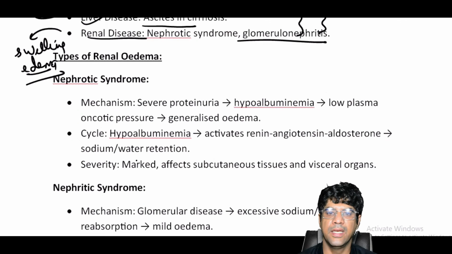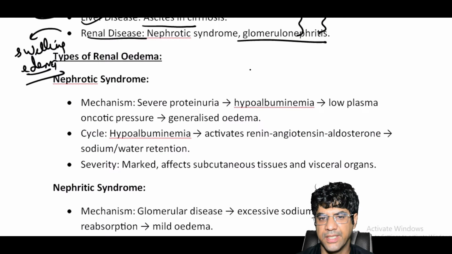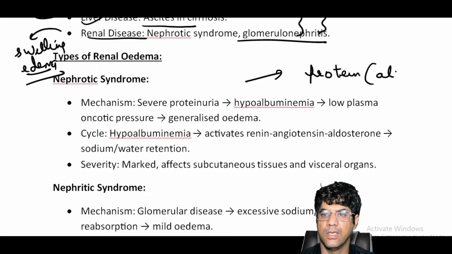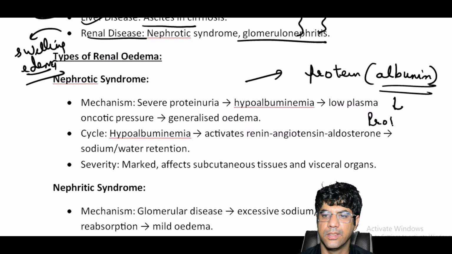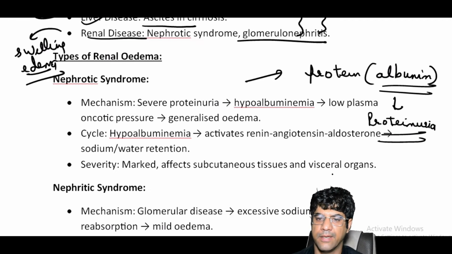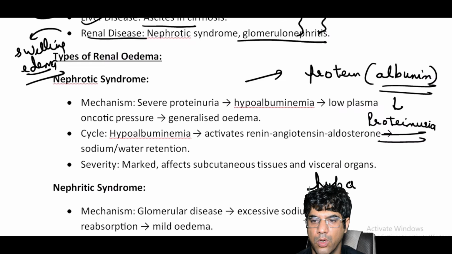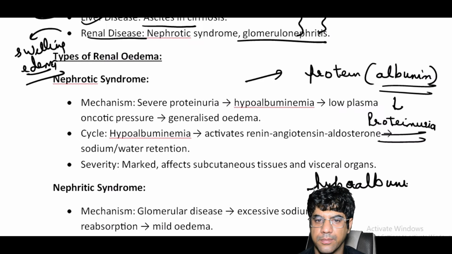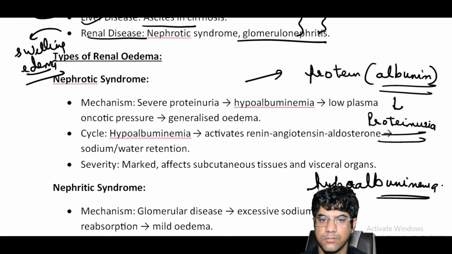Now the types of renal edema. First, edema in the nephrotic syndrome. In the nephrotic syndrome, there is heavy loss of protein, especially albumin, in the urine. That condition is known as proteinuria. Loss of albumin leads to a low albumin level in the blood, which causes hypoalbuminemia. The low level causes fluid to leak into tissues, which causes edema.